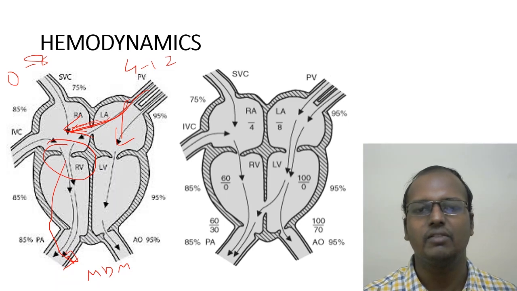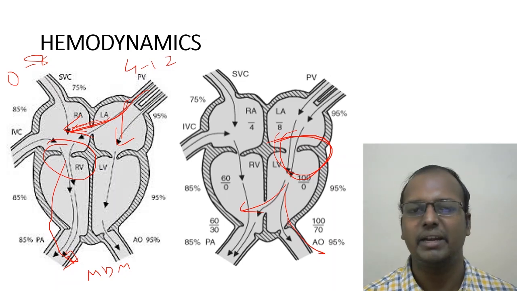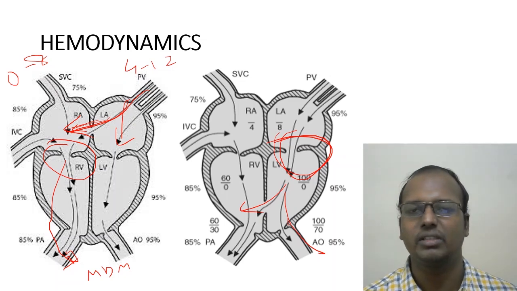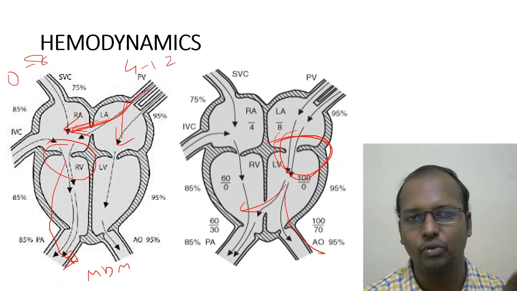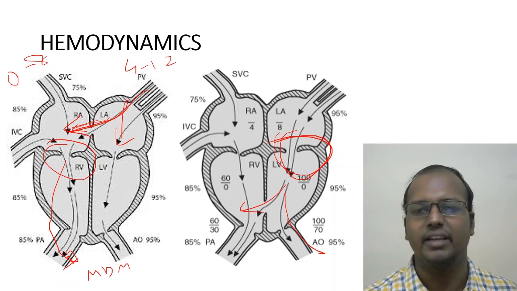Whereas in VSD, a lot of blood will flow through the mitral valve, because some blood is going from the left ventricle into the aorta, and some is leaking into the right ventricle. So there will be turbulence here in the mitral area and mitral valve. That will produce a functional mid-diastolic murmur in a patient with VSD. PDA has a similar mechanism: aorta to pulmonary artery shunting will be there. A large amount of blood will flow through the left side of the heart, and that will produce a mid-diastolic murmur in the mitral area.